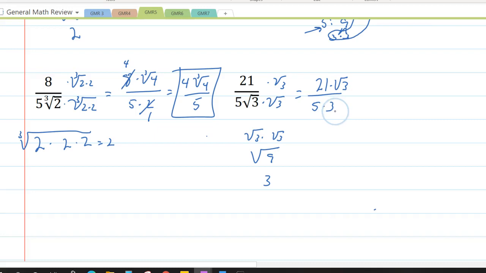Before I multiply 5 times 3, I look, can I reduce? I can only reduce the 21 and the 3. I cannot reduce the 3's because he's outside the house and he's inside the house. 3 divided by 3 is 1. 21 divided by 3 is 7. That leaves me with 7 square root of 3 divided by 5.